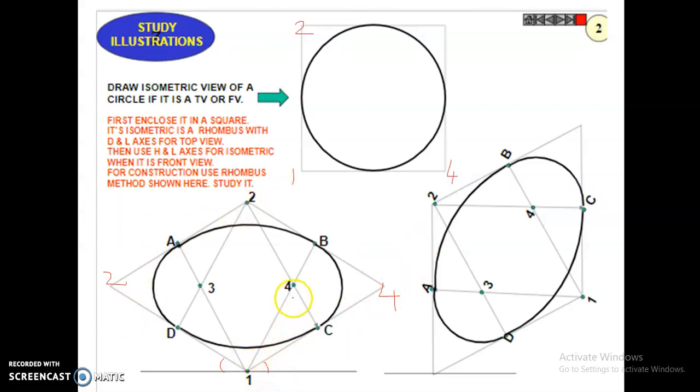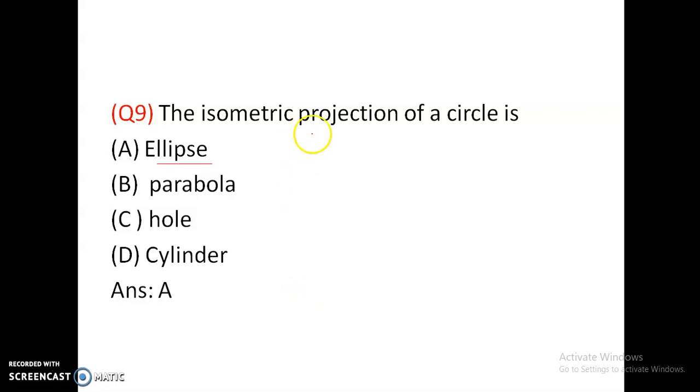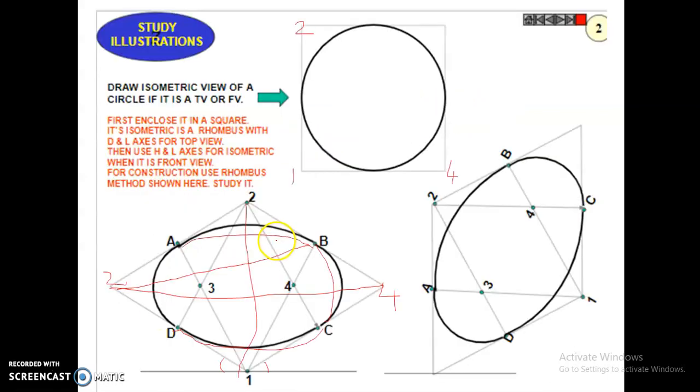Okay, then you have to find the major axis and the minor axis for the circle. With 1 as center and 1a as radius, you should draw an arc. Then with 2 as center, CD as radius, draw an arc. With 2 as center, 2b as radius, draw an arc. In this way you should draw the circle. But the actual isometric shape obtained is an ellipse. So the isometric projection of a circle is an ellipse. So option A is correct.